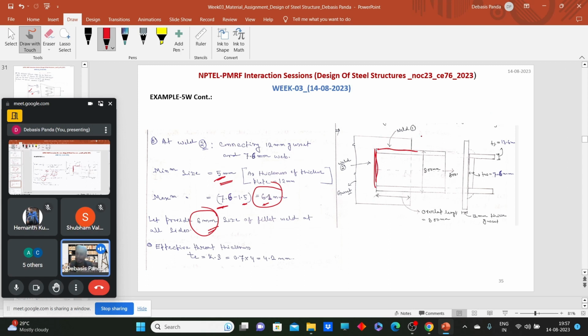Now it's an iterative process. You can say, sir, we can take 5 mm also, or 5.5 mm also. Yes, you can take it. Every design process is an iterative process. So first let's try with 6 mm.